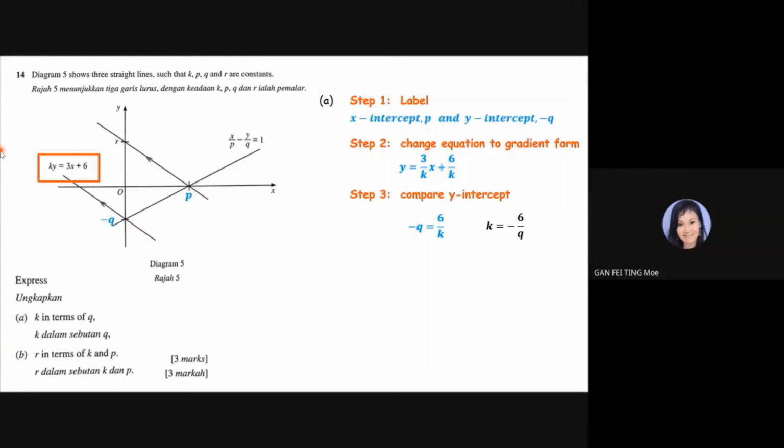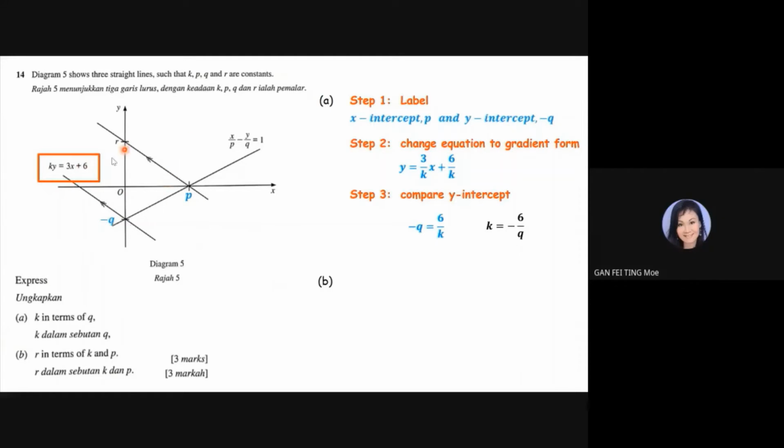Okay, let's go to B. B says find R in terms of K and P. Where is R? You look into R, oh my goodness, R is here. Okay, I have only P. But now do you see this sign? What is this sign indicating? Can anybody tell me? What is this sign there?